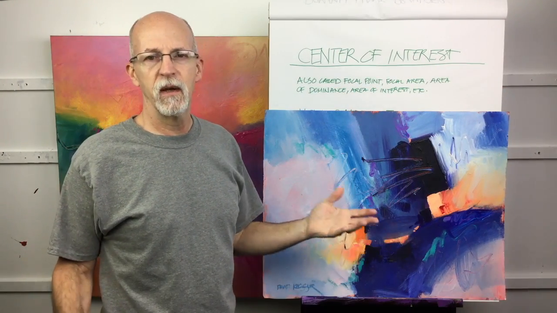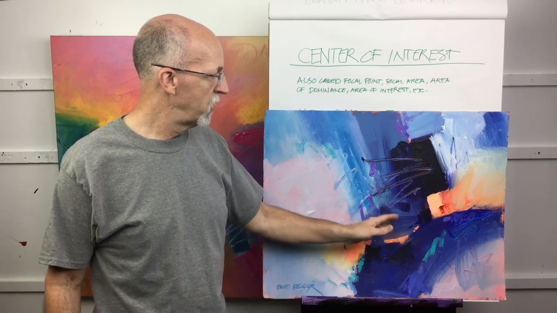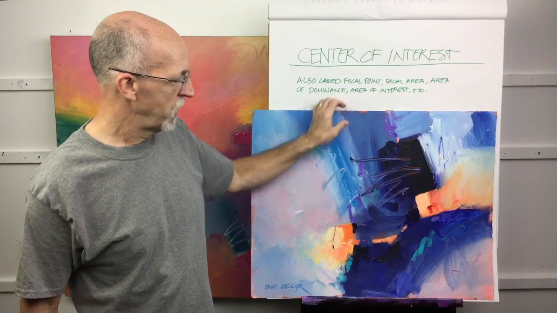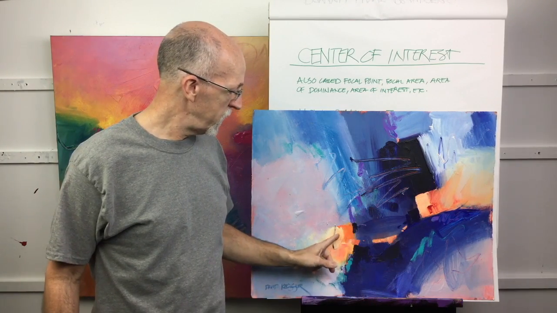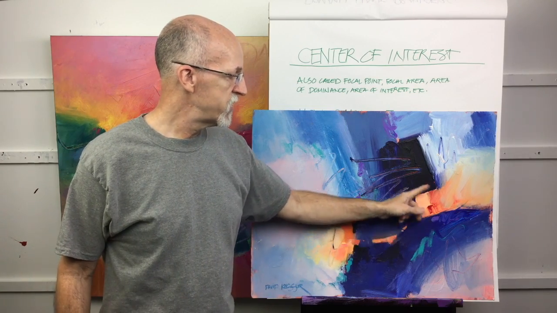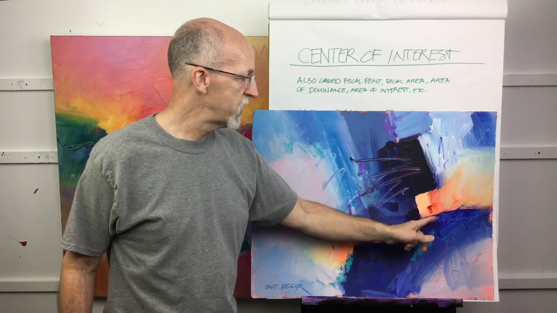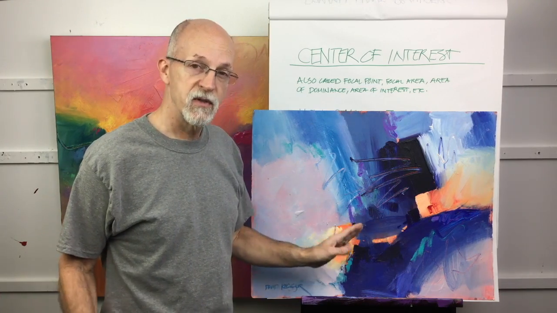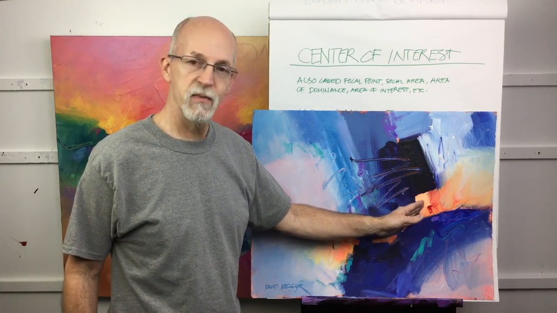It's a simple complementary color combination, predominantly blue with orange accent colors. So I'm using all three of these things here and here: value contrast, color contrast, and the hardest edge. This is my lightest light against my darkest dark, here and here, here and here. So that's value contrast. This is also the brightest, most intense color in the painting, here and here. So that's color contrast. And it's also the complementary color I'm using as my accent color.